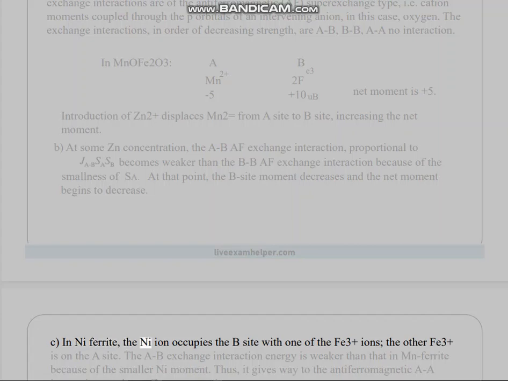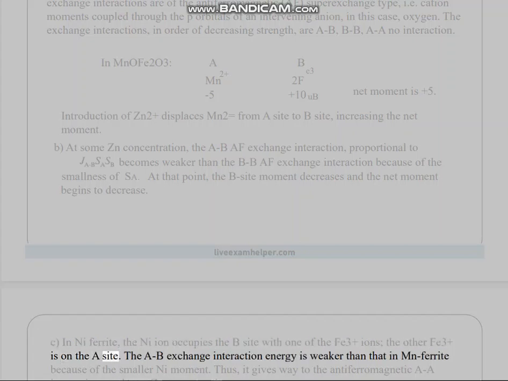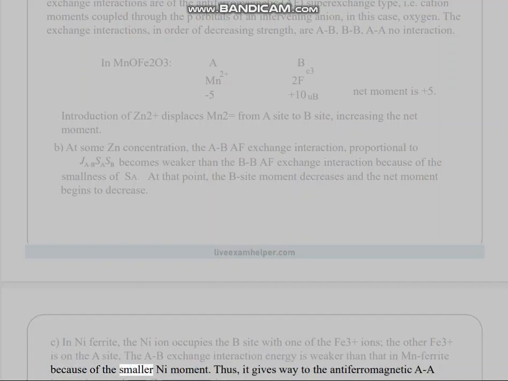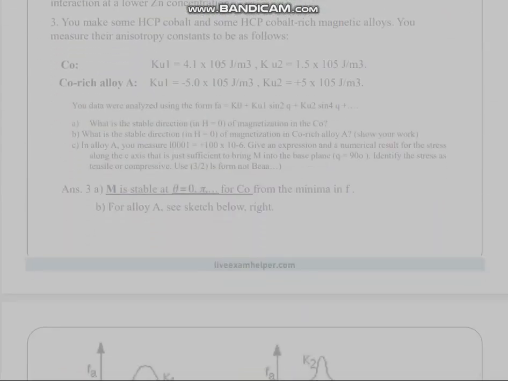C. In Ni ferrite, the Ni ion occupies the B site with one of the Fe3+ ions. The other Fe3+ is on the A site. The AB exchange interaction energy is weaker than that in Mn ferrite because of the smaller Ni moment. Thus, it gives way to the antiferromagnetic AA interaction at a lower Zn concentration.